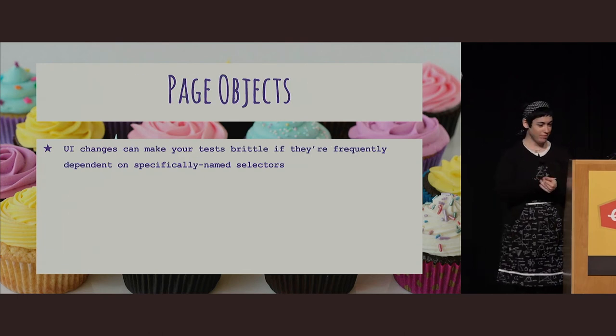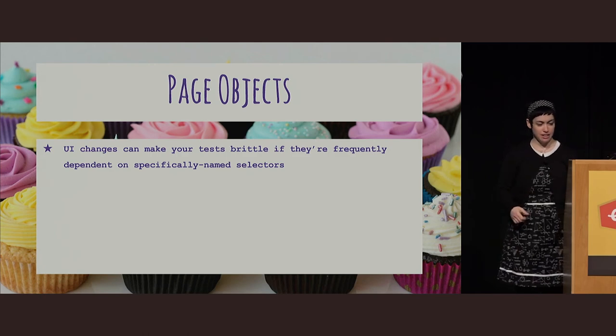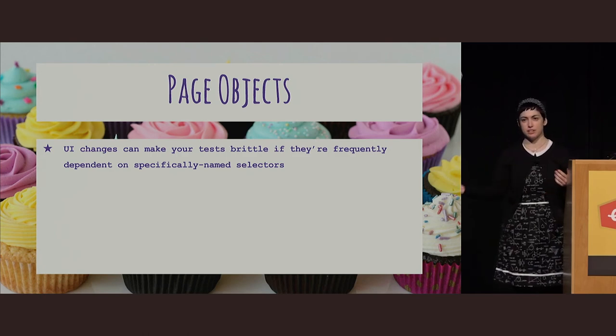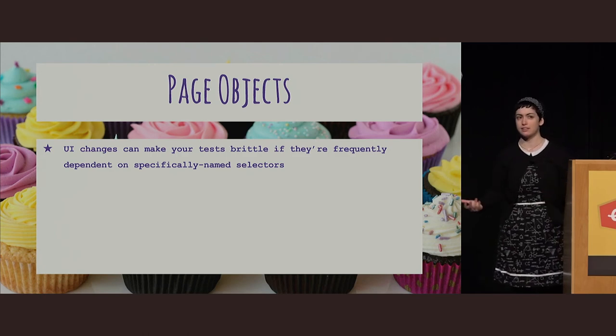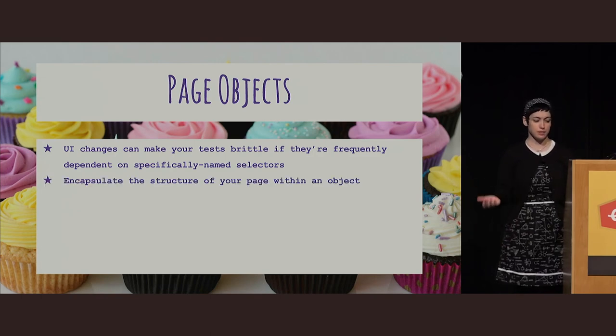Page objects. Okay. UI changes can make your tests really brittle if they're frequently dependent on specifically named selectors. You might find that you make a lot of changes to a bunch of classes and all of a sudden you have all these tests failing because you're depending on all these classes in all your acceptance tests. So that's annoying, but page objects are a great solution for that.